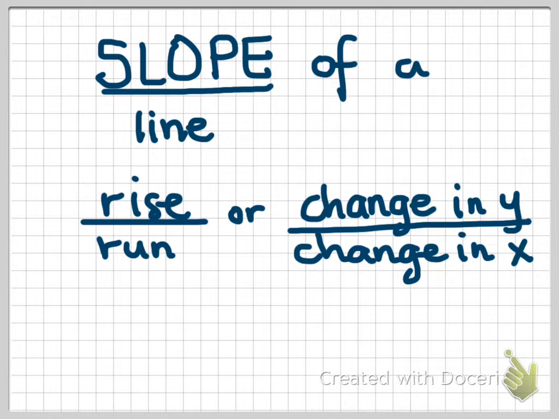Okay, today we're going to find the slope of a line. The easiest way to remember how to find the slope is the rise over the run, or the change in y over the change in x.